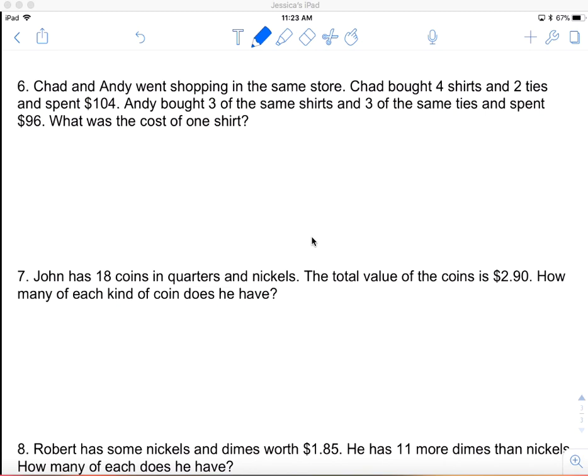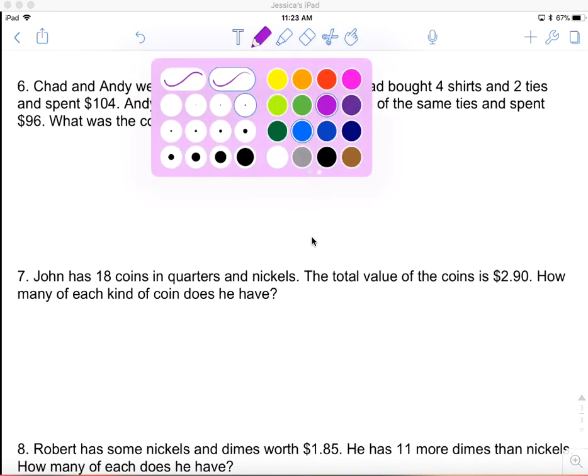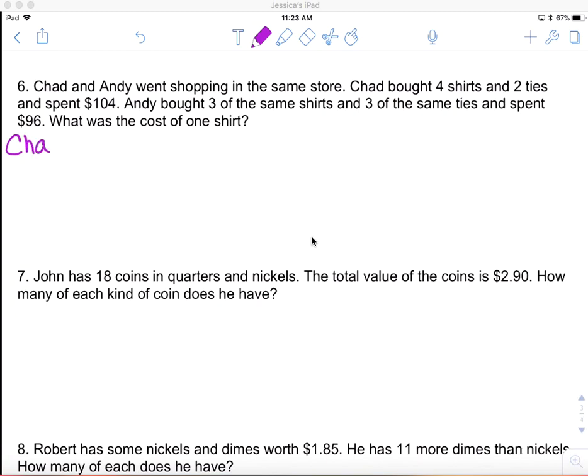A lot of people think that your 2 variables are going to be C and A for Chad and Andy when you start this problem. However, we're not actually solving for Chad and Andy. We're solving for the cost of a shirt or a cost of a tie. So instead, we are going to have one equation representing what Chad bought and one equation representing what Andy bought. I am going to use S for shirts and T for ties, but you can use whatever variables you want.